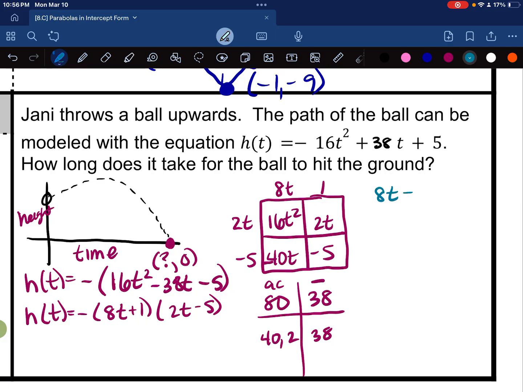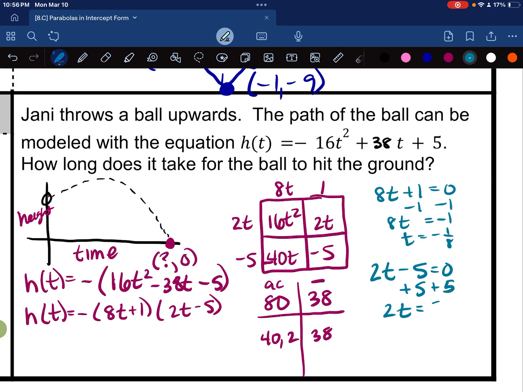So I say 8t plus 1 equals 0. And I say 2t minus 5 equals 0. Okay. So I have to get rid of the subtraction, or the addition first. And then when I divide by 8, I get t equals negative 1/8. But that doesn't make sense, right? Because t's talking about time. You can't throw a ball and have it go back in time. It doesn't work that way.